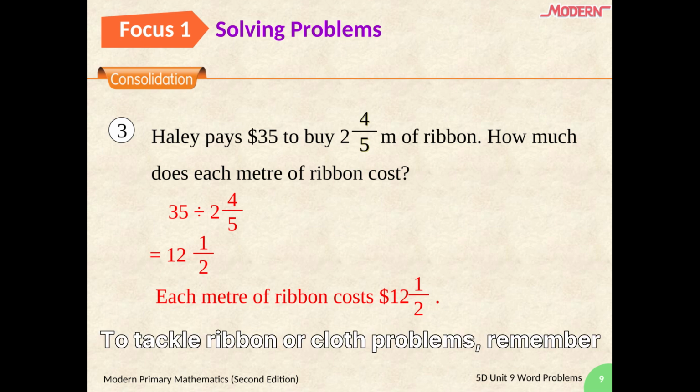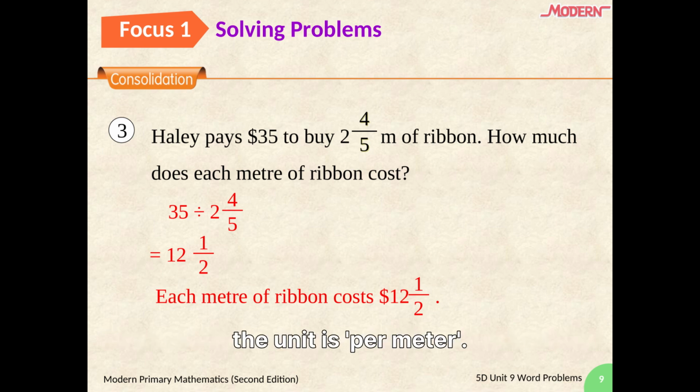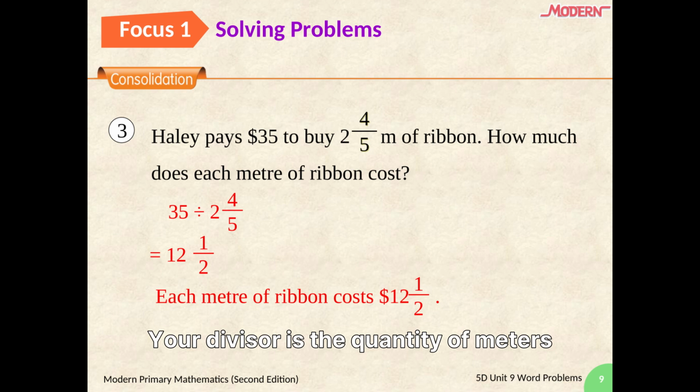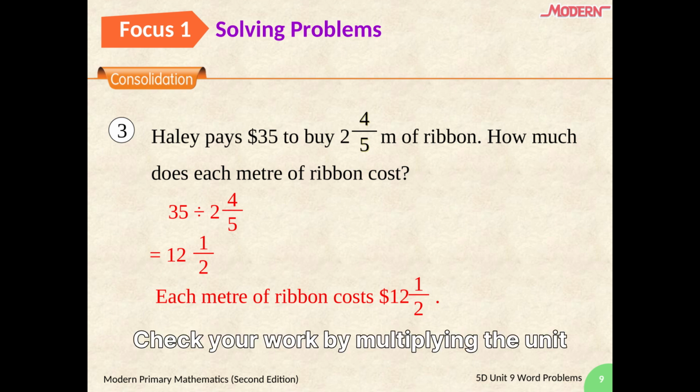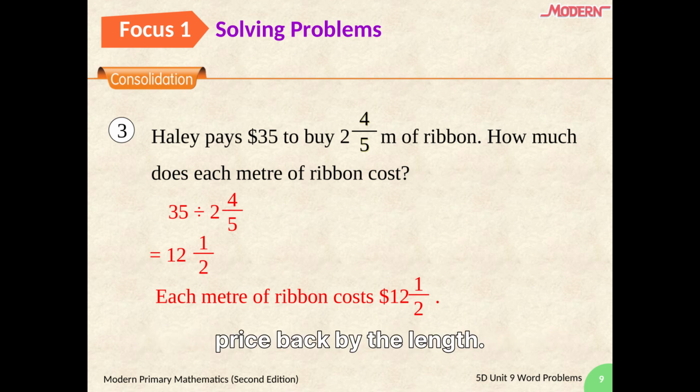To tackle ribbon or cloth problems, remember the unit is per meter. Your divisor is the quantity of meters you bought. Check your work by multiplying the unit price back by the length. 12.5 times 2.8 should equal 35. It does. Logic wins again. Only one more exercise to go in this section. You're doing amazingly well. Let's finish strong on page 10.